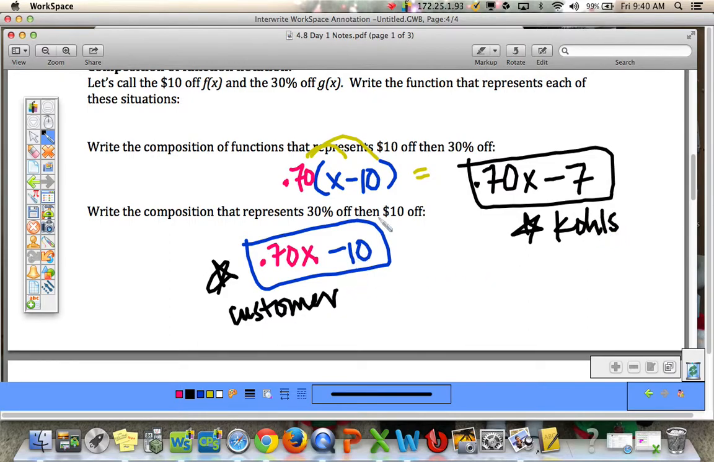So order does matter when you have a percent off, but then an amount off. So if you're the customer, you would want 30% off first and then $10 off of that. If we're taking $10 off first and then 30% off, you've reduced the price, and so you're taking 30% off of less. And that's why Kohl's would want to use this one if they wanted to make more money.